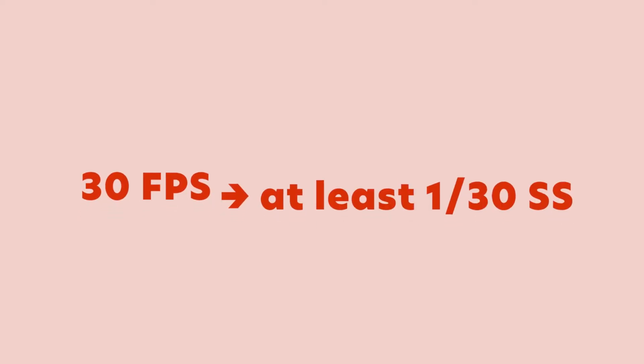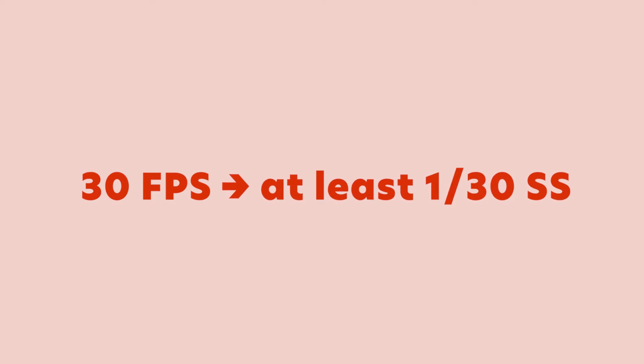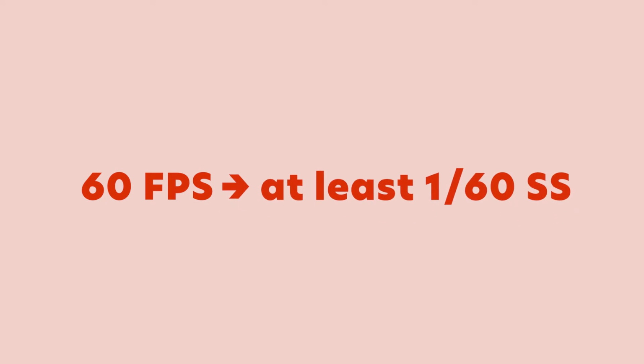So it's super, super important that you never use a shutter speed that's lower than your frame rate or your footage is going to be choppy. So if your frame rate is 30 frames per second, then your shutter speed can never be lower than 1/30th of a second. Or if your frame rate is 60 frames per second, don't use a shutter speed lower than 1/60th of a second, and so on.